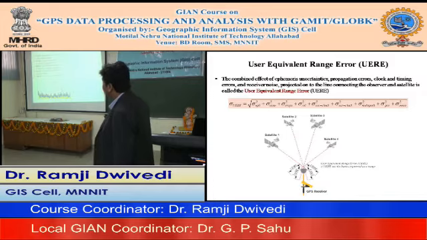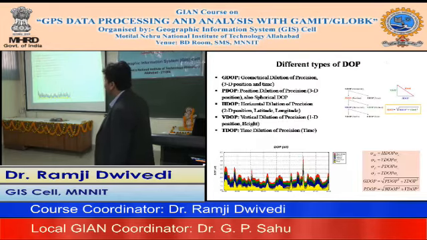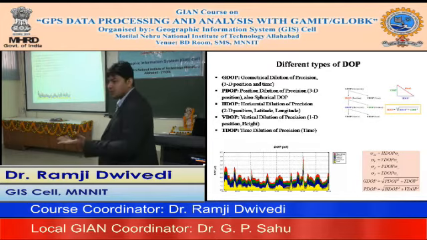The different types of dilution are geometrical dilution of precision, GDOP, which covers XYZ position and time. Position dilution of precision, PDOP, is just the 3D position. HDOP is the horizontal dilution of precision, and VDOP is the vertical dilution of precision, and similarly TDOP for time.